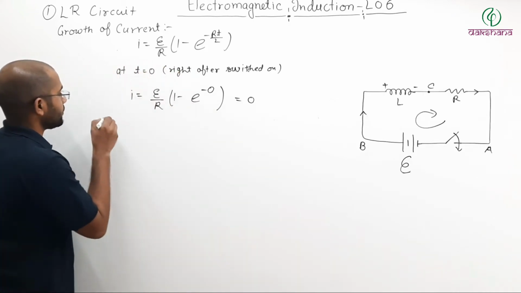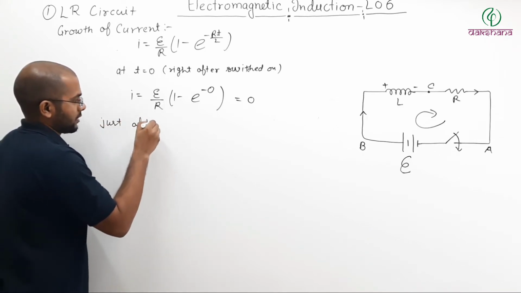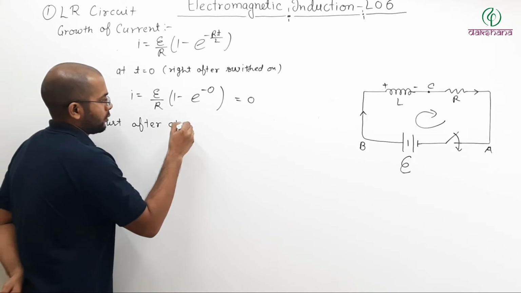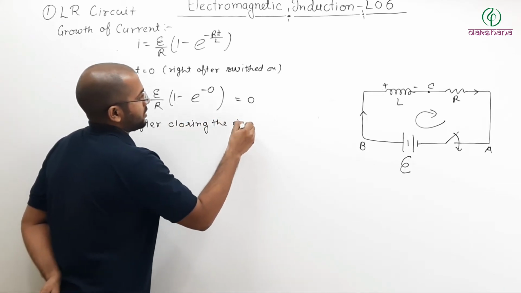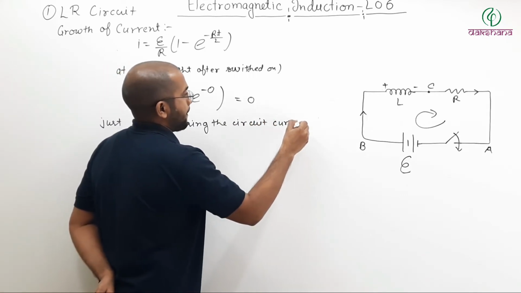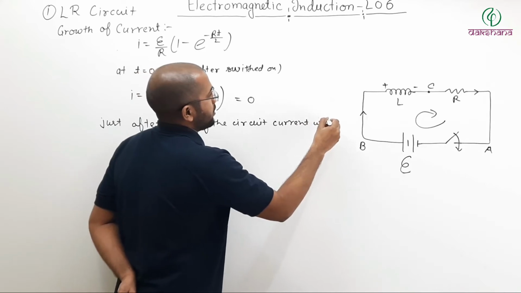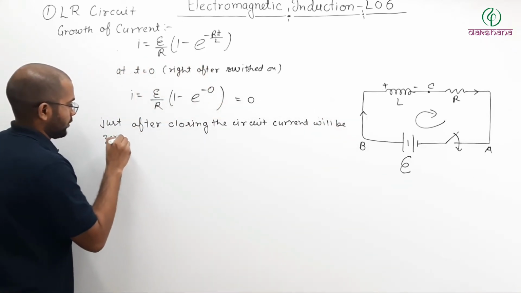So just after closing the circuit, current will be 0 in the circuit.